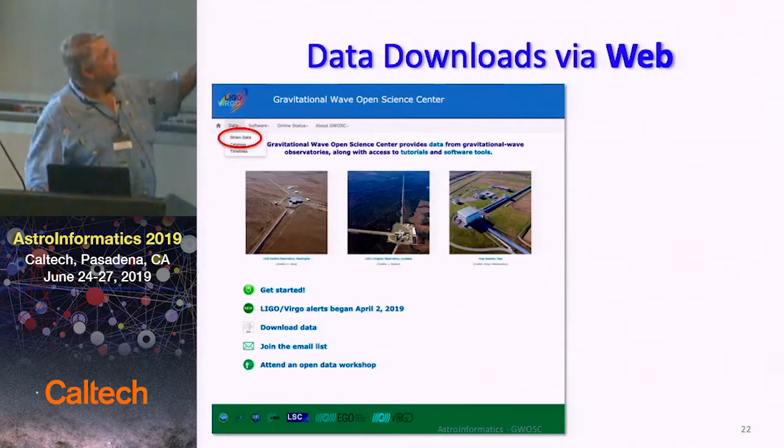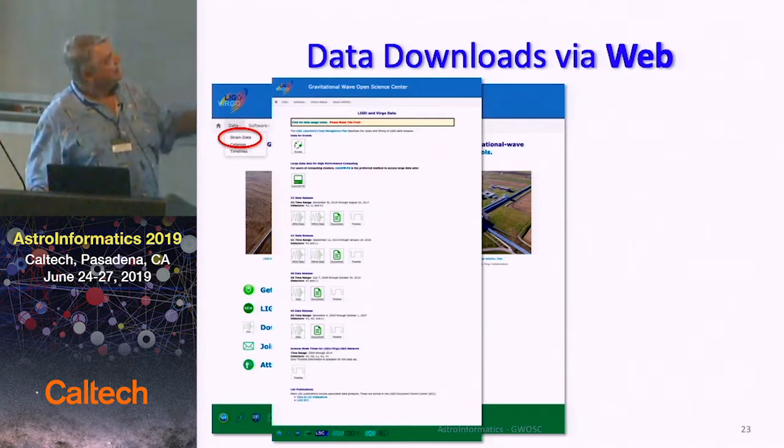The strain data itself is under the data as well. You go to strain data. That takes you to a page that lists all the different strain data sets. If I'm interested in the O2 16 kilohertz, that's 16,000 samples a second.